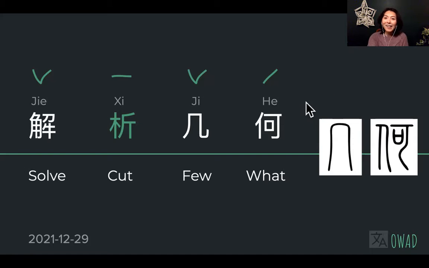Okay, 和. Just so you know, this is also a family name. 和 is a family name.